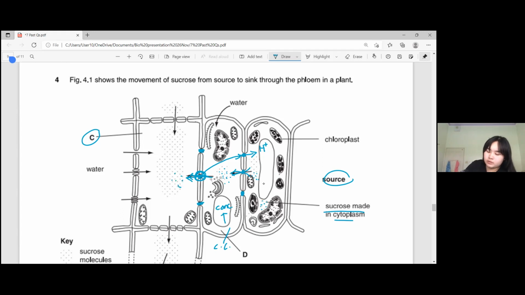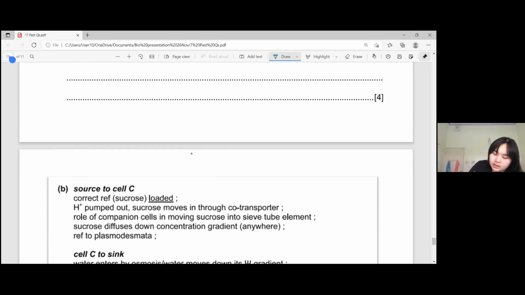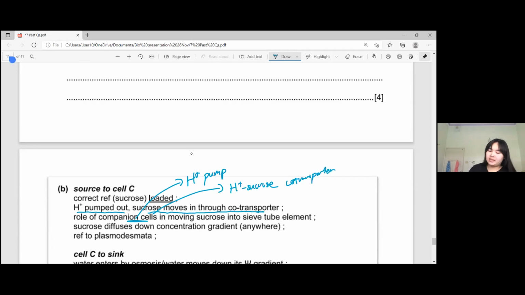Okay. So the sucrose is here already. So we answer the question. And let's look at the mark scheme. The mark scheme says the proton pumps out and the sucrose enters through the co-transporter. The role of companion cells here is having the proton pump and the proton-sucrose co-transporter. And the sucrose diffuses down the concentration gradient from the companion cells into the sieve tube element through the plasmodesmata.